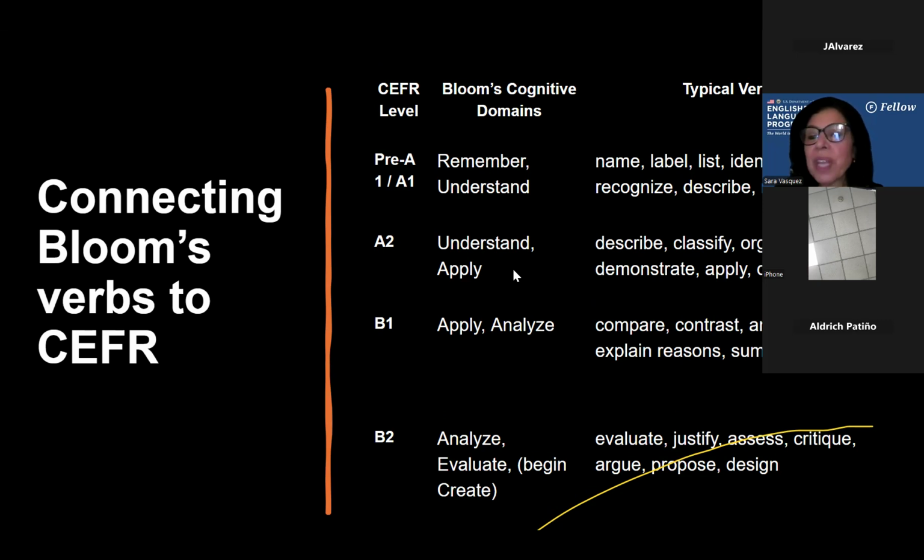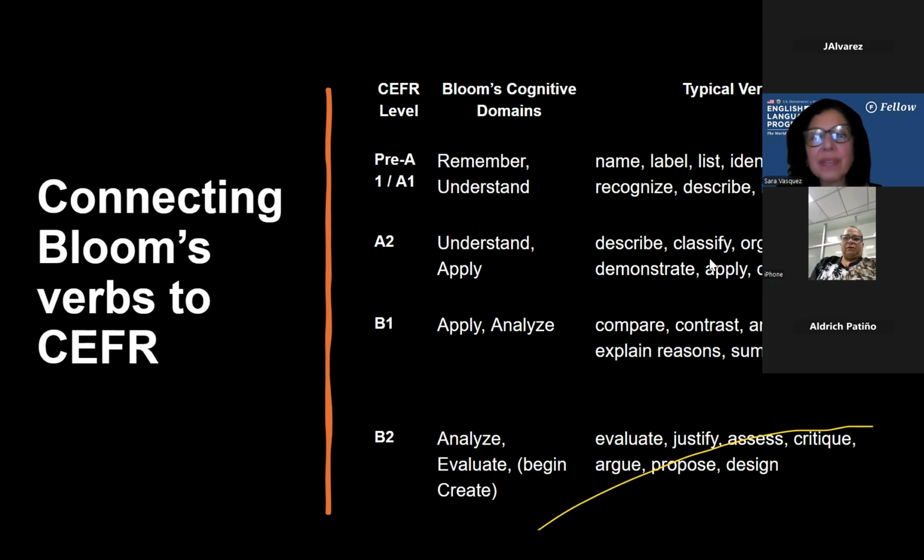And so that is the part that I really want you to focus on, the verbs that you're going to be using to create your learning objectives. Just to get another sample, Joelle, can you look at A2 and tell us, according to Bloom's, what domains are we going to be focusing on in A2? In A2, we have understand and apply, and the typical verbs that we have are describe, classify, organize, demonstrate, apply, and complete.